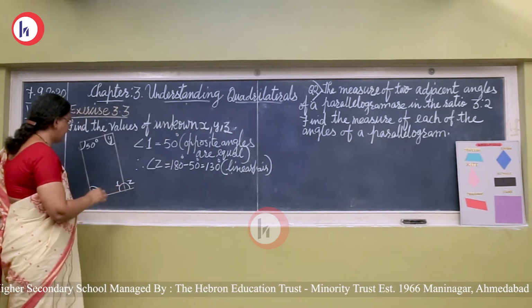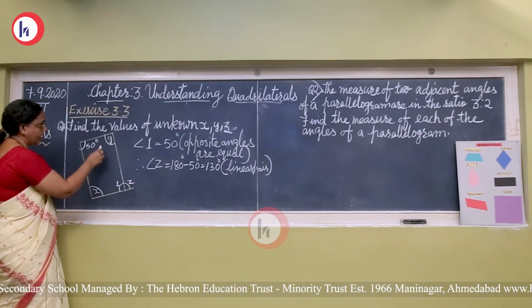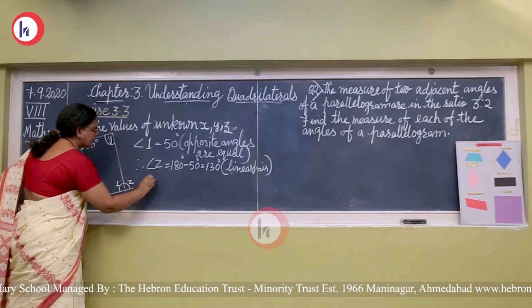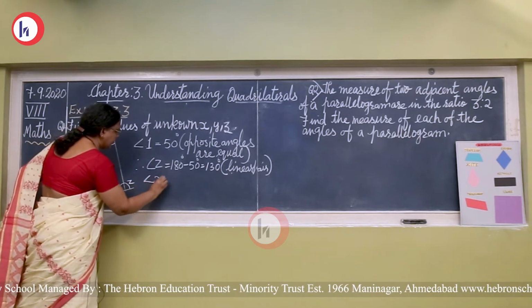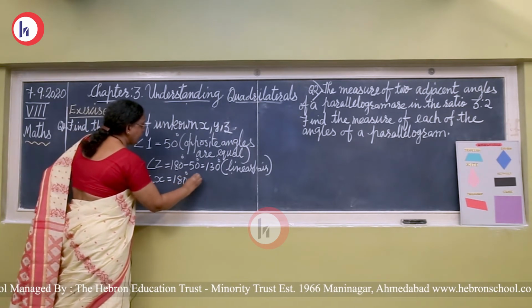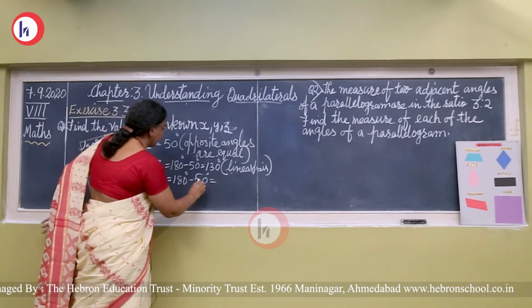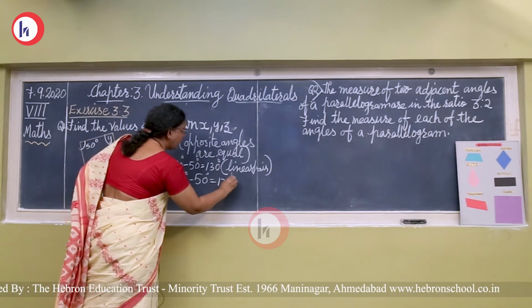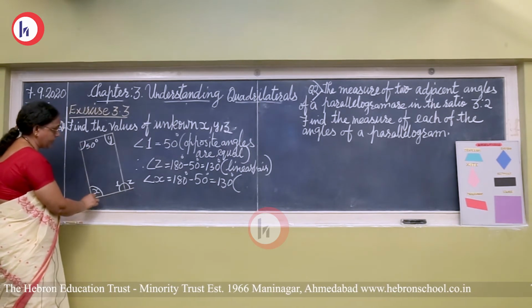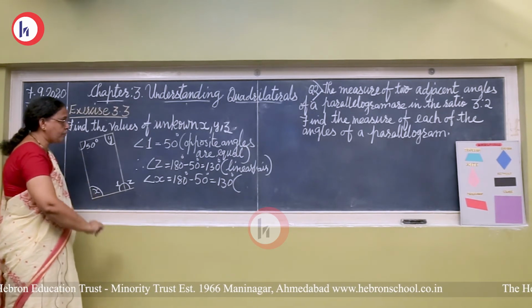Next, angle 1 is already found. Then we have 50 degrees here and x, so first x can be found. Angle x is equal to 180 degrees minus 50 degrees, which is 130 degrees. What will be the reason? Which property have we applied to these two angles? They are supplementary, because they are adjacent angles. Adjacent angles in a parallelogram are always supplementary.